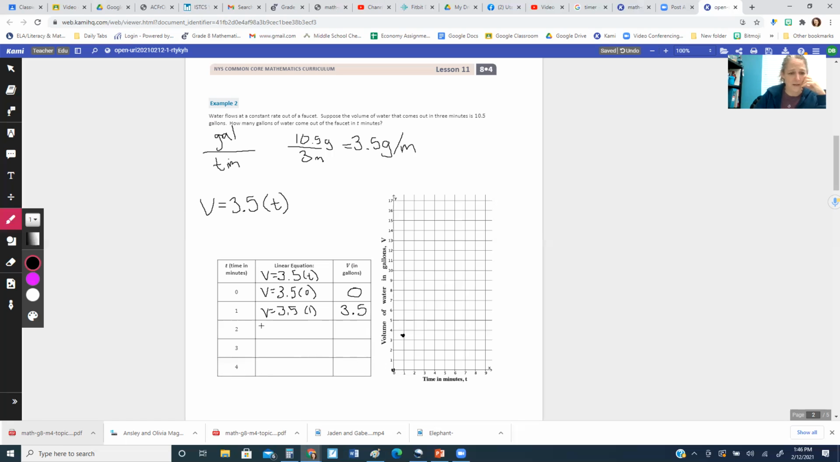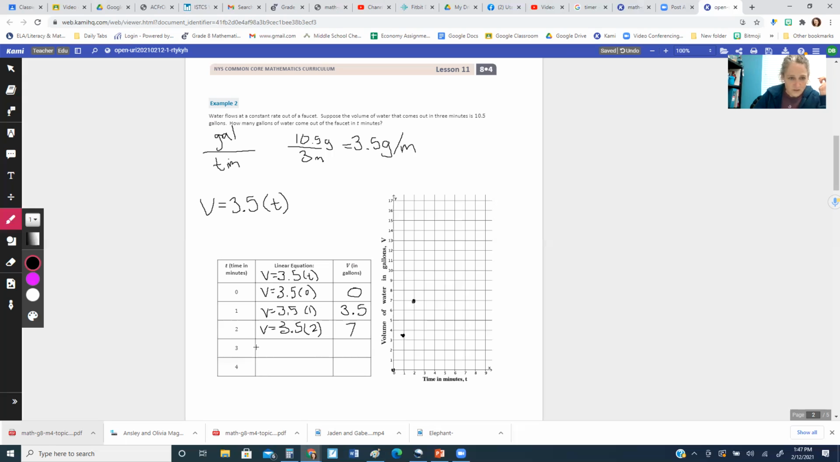Okay, so let's see what happens after 2 minutes. Volume is 3.5 times 2. After 2 minutes, I'm going to get 3.5 times 2, so that's going to be 7 gallons of water after 2 minutes. And we've already brought a bucket out for the cows because my bucket only holds 5 gallons. This one I can't be precise because I have a dot at 7.